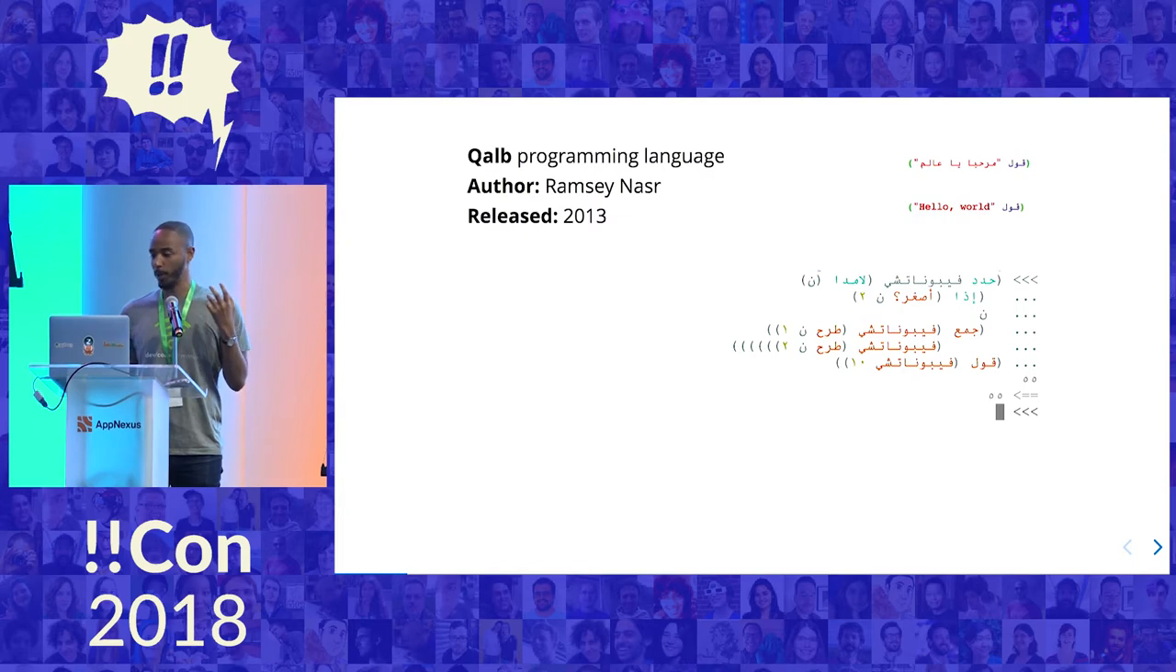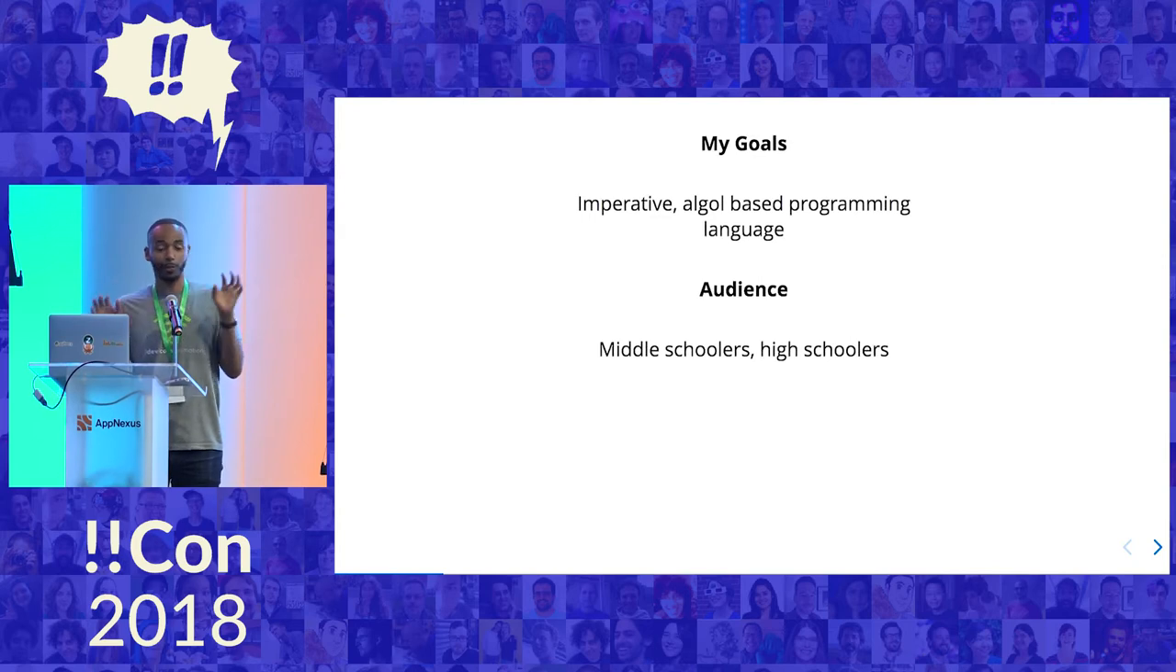And so I thought it'd be a great experiment to take a language like this and make it more mainstream. But my one thing about Ramsey Nasser's Qalb, and this is my ignorance at the time, is that it's a functional Lisp-based programming language. And I'm like, this is great, but it'd be nice if it was imperative, Algol-based. And thankfully, that was an ignorance I had at the time, because it led me to start this project.